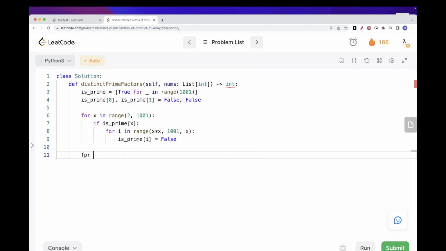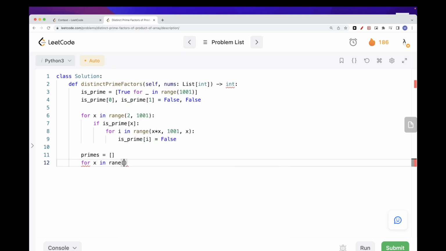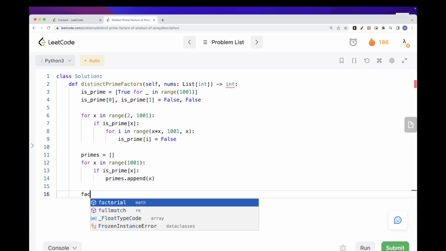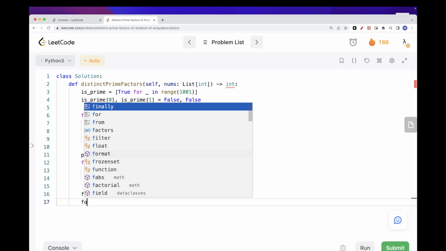Okay, so now that we have the value whether each number is prime or not, we can collect those values in a primes array. And so we'll say for x in range of 1001, if it's a prime according to this Boolean array, then we want to add it to the list of our primes. Okay. And now we'll do the core of the algorithm to go through all the numbers.